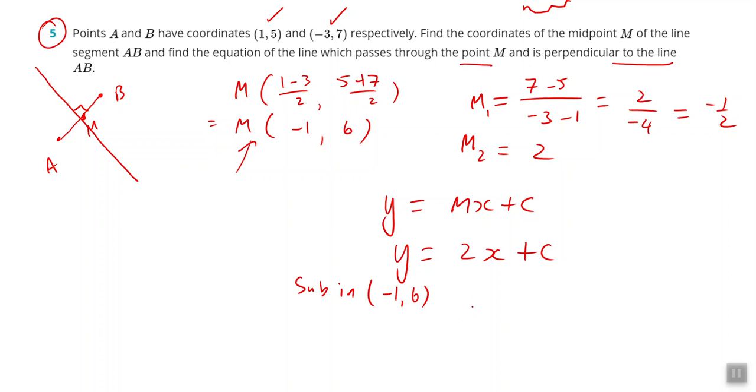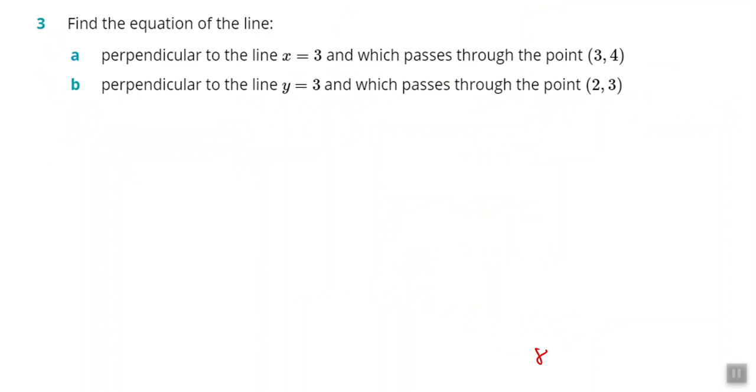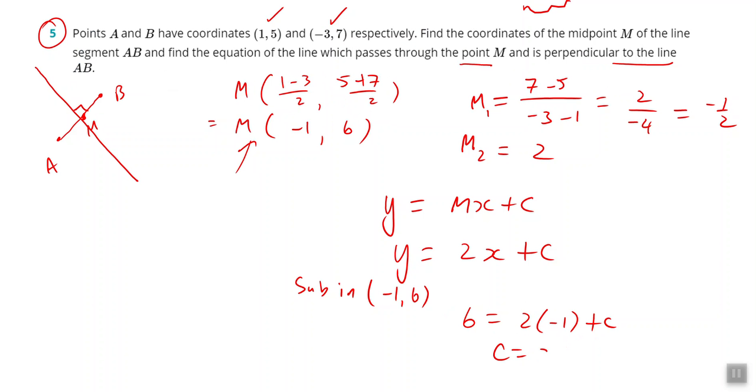(-1, 6). So we'll go 6 equals 2 times -1 plus c. That's -2, so if I move it to the other side, it becomes +2. So c equals 8. So therefore, the equation of the line which is perpendicular to AB and passes through the midpoint M would be y equals 2x plus 8, and you're done.